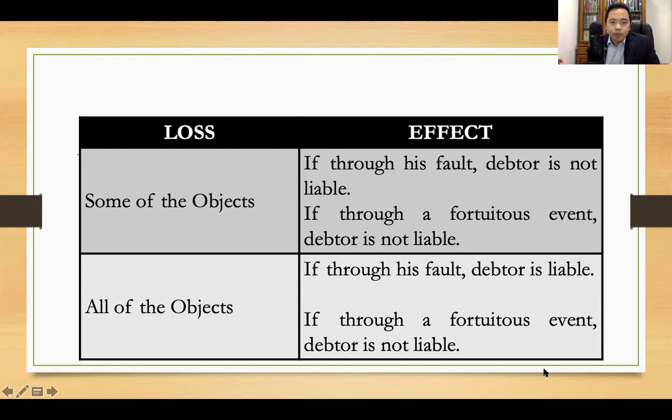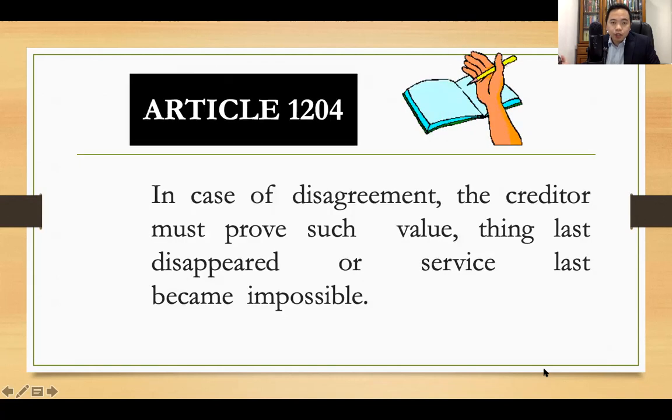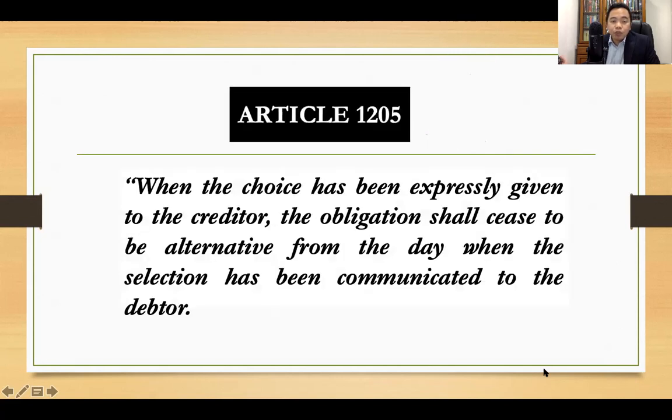Now, what is the effect of loss of some of the objects? If through his fault, the debtor is not liable. If through a fortuitous event, the debtor is not liable. If all of the objects are lost through the fault of the debtor, then he is liable. If through a fortuitous event, then the debtor is not liable. That is the summary of Article 1204. Now, in case of disagreement, the creditor must prove the value of the last thing that disappeared or the service which has become impossible. We go to 1205.